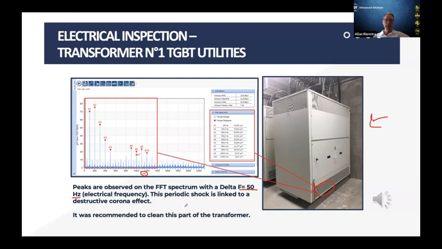What does that tell me? It means that the destructive corona that we picked up in this transformer is located somewhere in Europe or somewhere where the line frequency is 50 hertz and not 60 hertz. Let's have a listen.